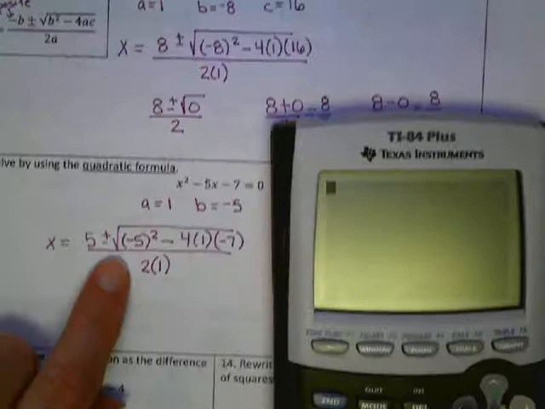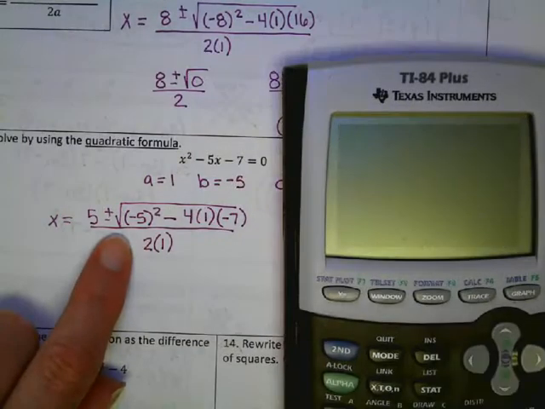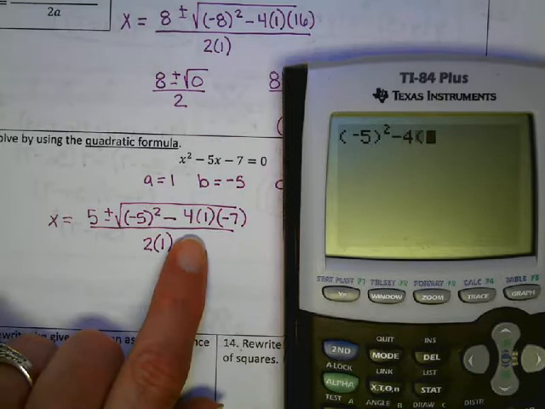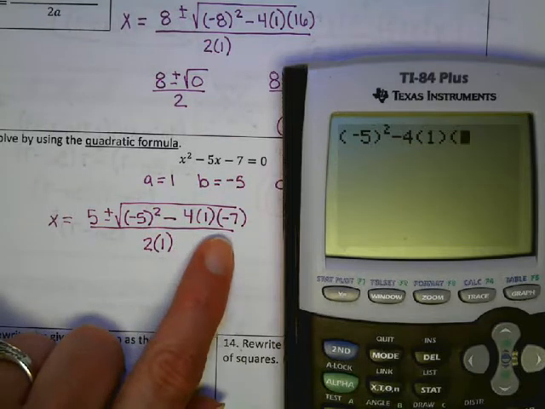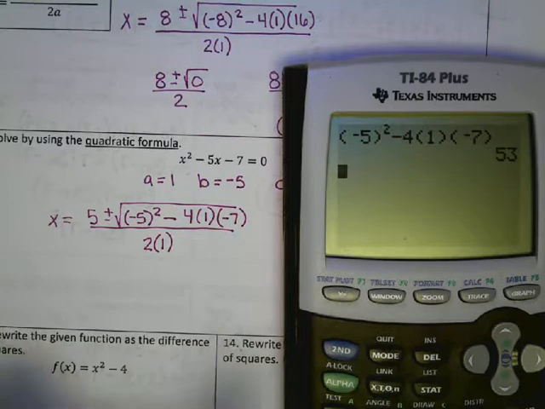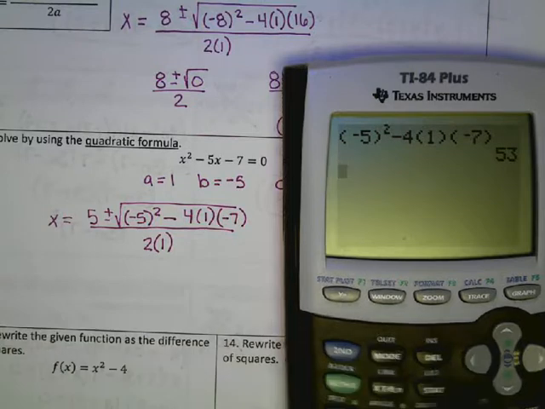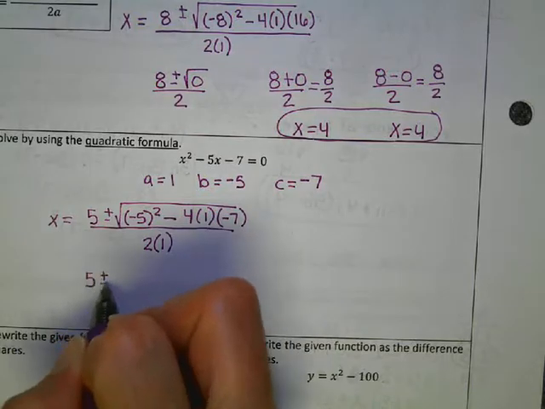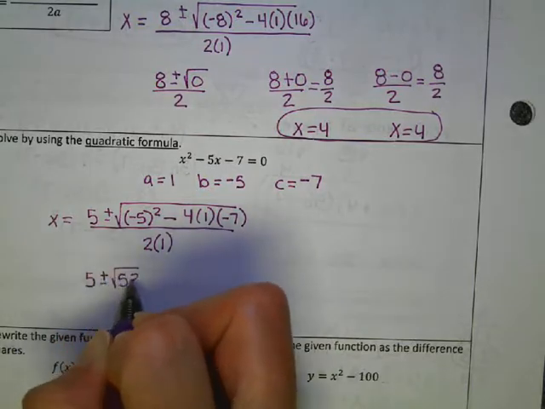That up so you can see a little better. Parentheses, negative 5 squared, this is my squared button over on the left there, minus 4 times 1 times negative 7, equals 53. We're going to do 5 plus and minus the square root of 53 divided by 2.